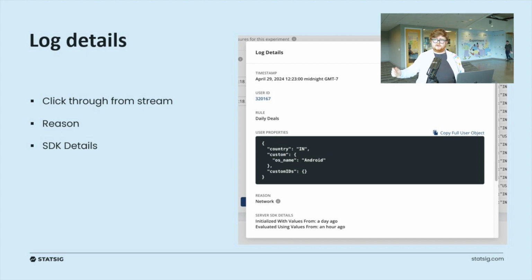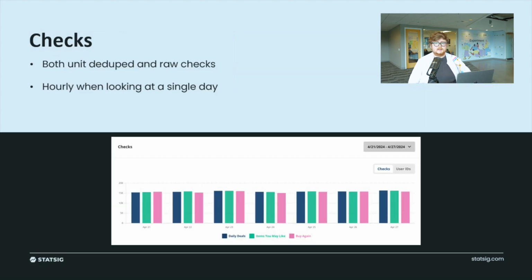So reason is your friend if you're really trying to debug why this person got this behavior. And then you'll also see some SDK details. For server SDKs, this will be when they initialized. We'll often put things, depending on exact setup, like what client SDK key was used to evaluate this user, especially if you're using more advanced features like target apps. That can help clear up some mystique around why a given user might have seen the experience that they did.